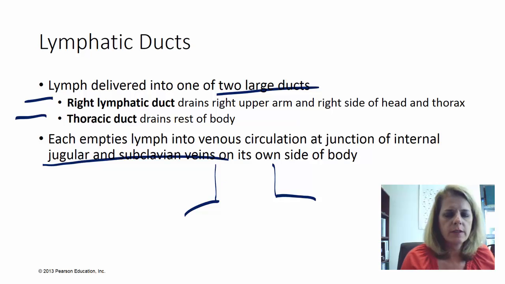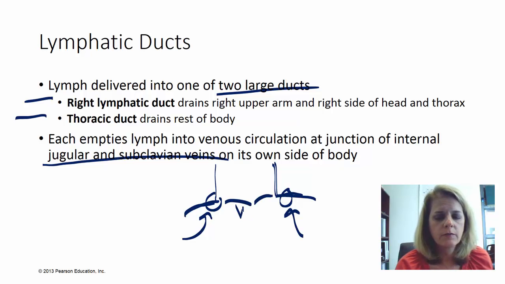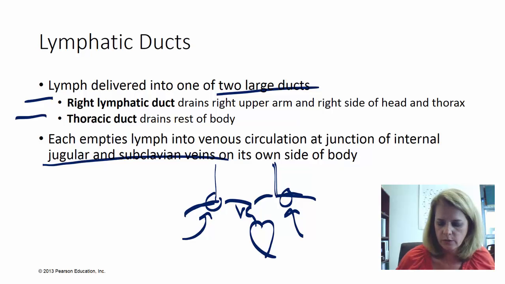But where these two veins are coming together, here's where the ducts empty their lymph into the blood circulation. Well, the subclavians are then going to come together to form the vena cava. And if you remember, the vena cava goes straight into the heart. So those of you who've started learning about your blood vessels and how blood flows through the vessels, that might make a little more sense. For some of you, you may not have watched those videos quite yet.